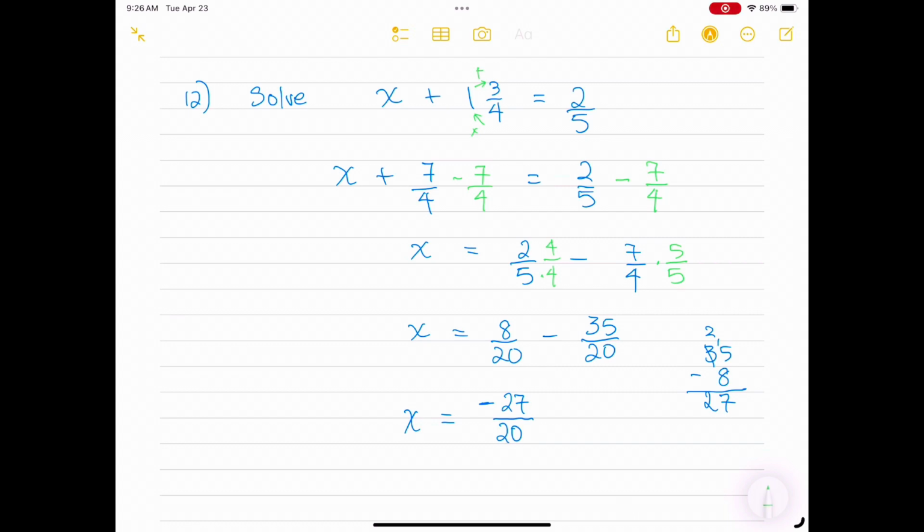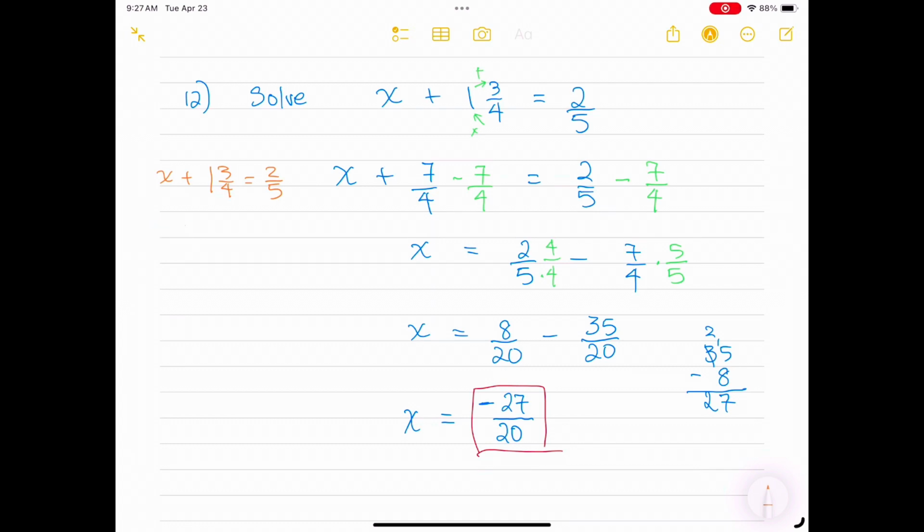Now I double check this solution by plugging in negative 27/20 into the original equation, x plus 1 3/4 equal 2/5. So does negative 27/20 plus 1 3/4 equal 2/5?